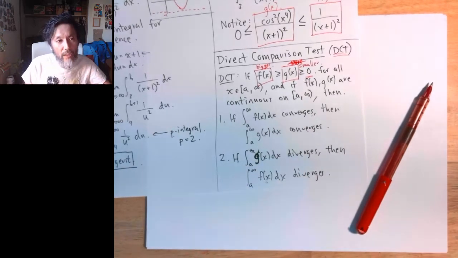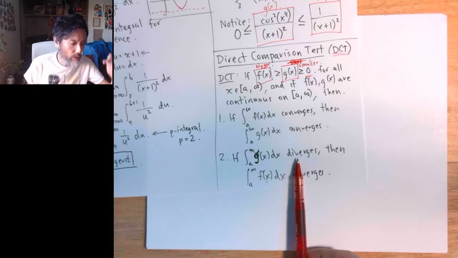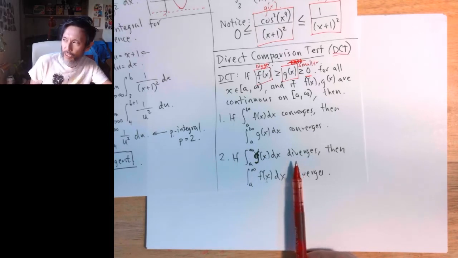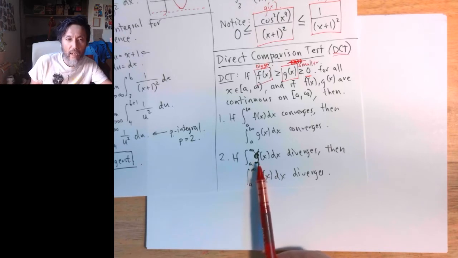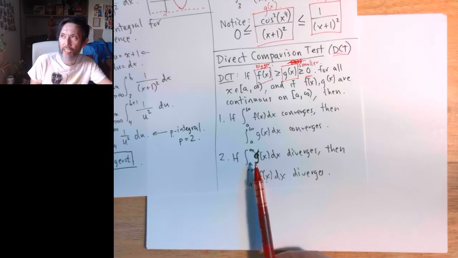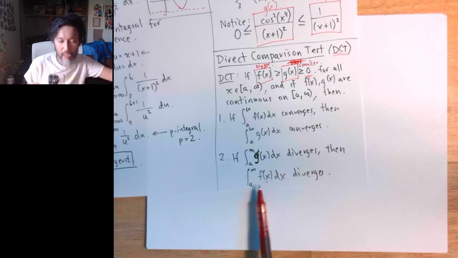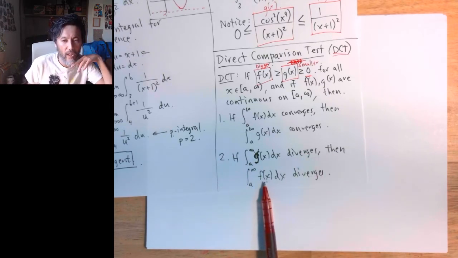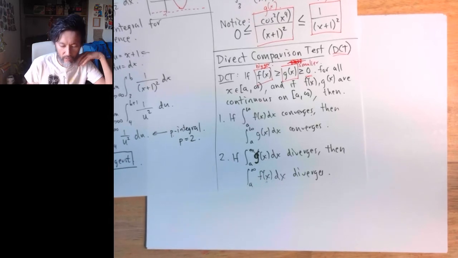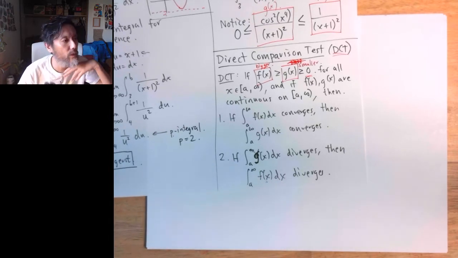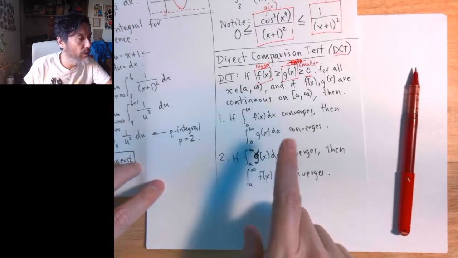But another insight that you can make is that if the smaller guy diverges, so you can think of that as being a situation in which the area under the graph of g of x explodes in value, so that it diverges, then it must be the case that f of x also diverges. The integral from a to infinity of f of x also diverges. Okay? So that's the statement of the direct comparison test.